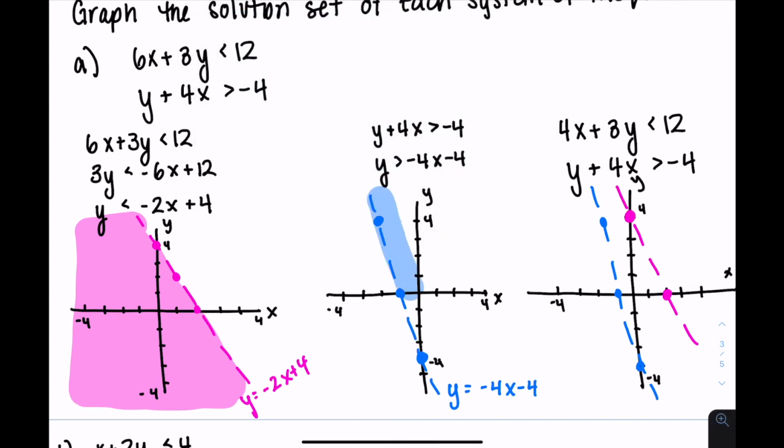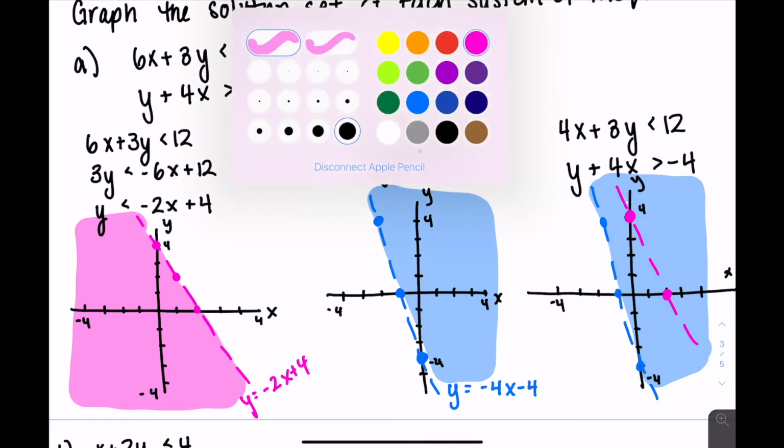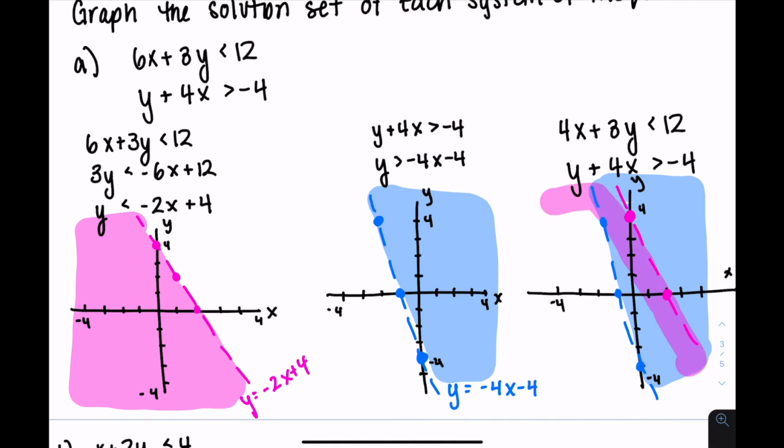And so I can shade the regions above it because I want the y values that are bigger than the line. So anything up here works. So if you did go ahead and put them on the same drawing, these are the values that will work for the second equation. And then for the other line, I could pick the values below the line. And where these two intersect is going to be my overall solution.